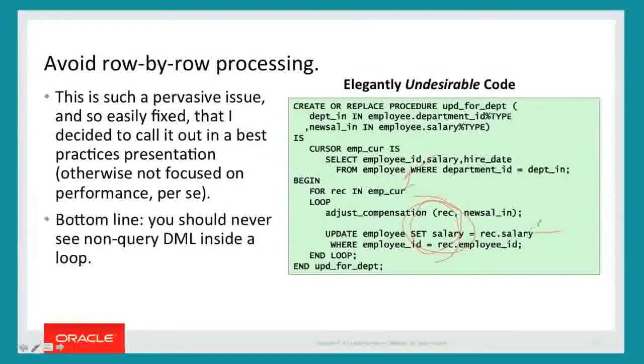Get a row, update a row, get a row, update a row, over and over and over again. Now, I'm going to go into some more detail on this, but the bottom line is that you should never see non-query DML, inserts, updates, deletes, inside a loop. If you ever see this, you should do one of two things. First, you should ask yourself, can I replace it with a single SQL statement? Do I need PLSQL here?